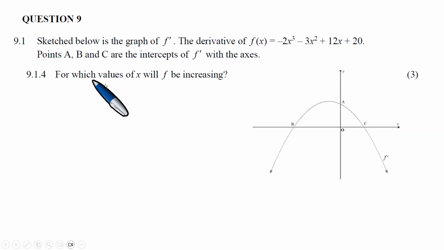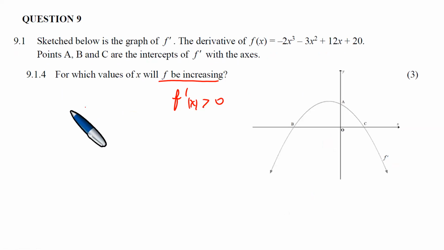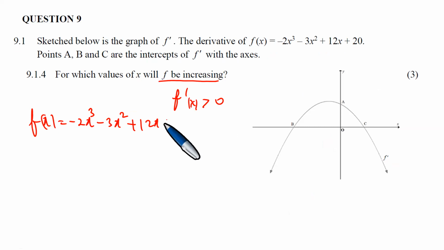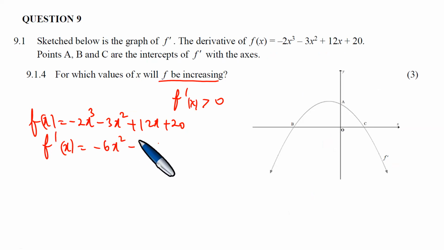9.1.4. For which values of x will f be increasing? Okay, f is increasing when the derivative is positive. So f of x is minus 2x cubed minus 3x squared plus 12x plus 20. And then you find the first derivative, minus 6x squared minus 6x plus 20. Okay, this is the slope, and this is positive.